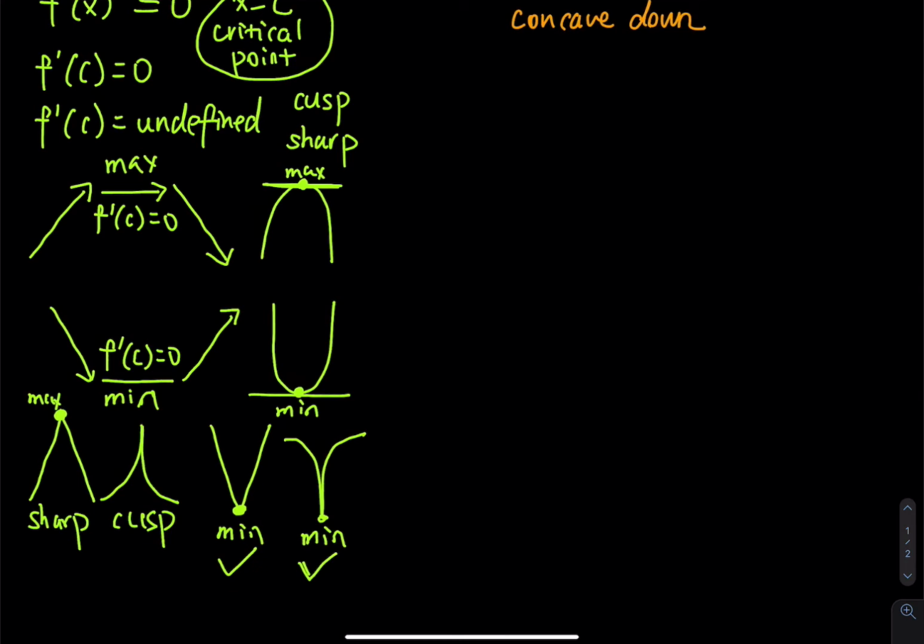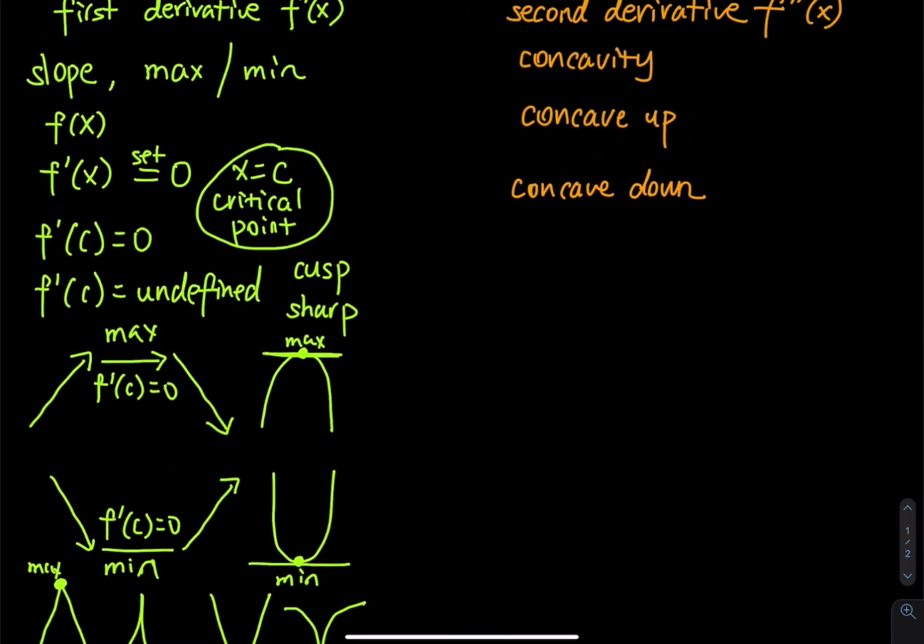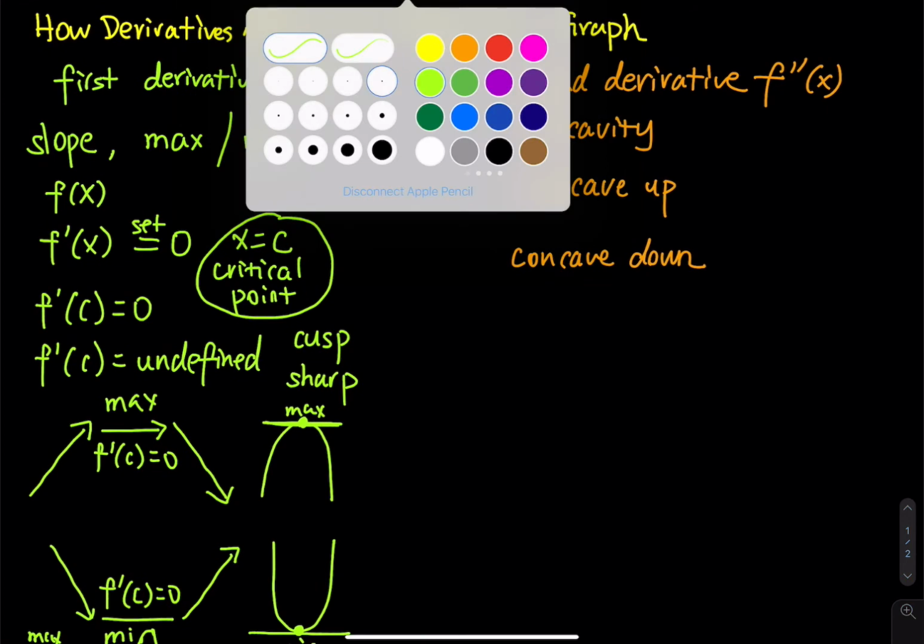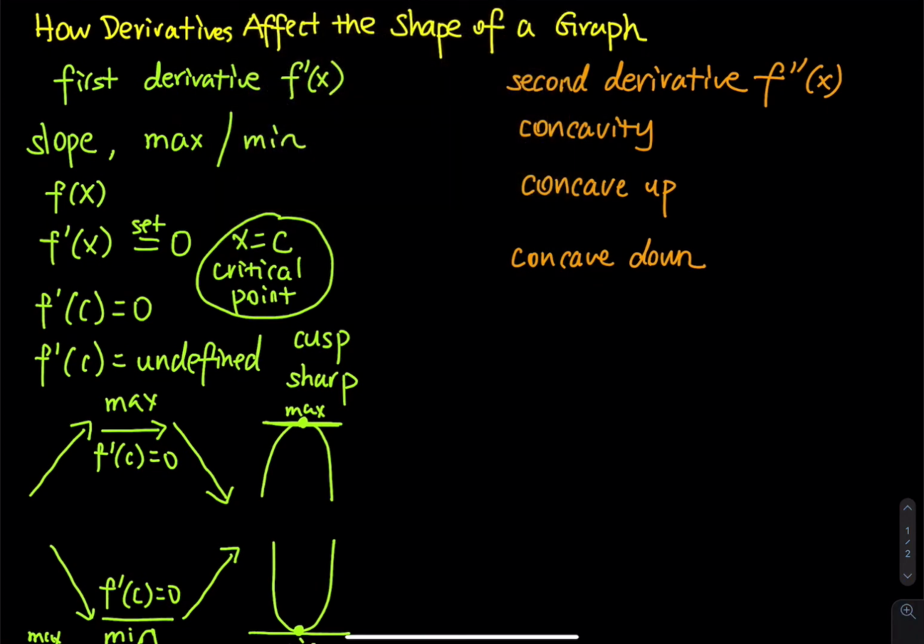What about the second derivative? Let's take a look at the second derivative. Let me switch color for the second derivative. The second derivative helps you to find concavity.